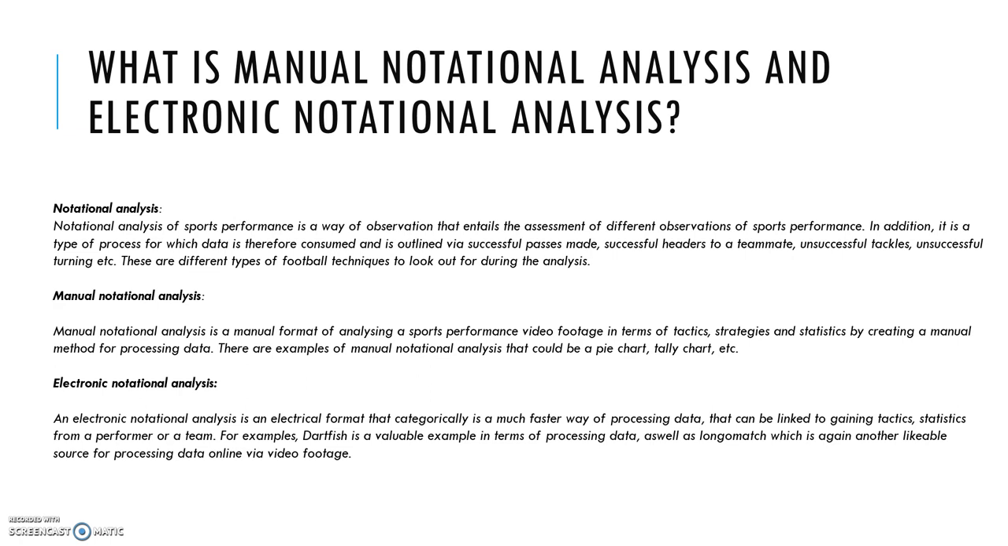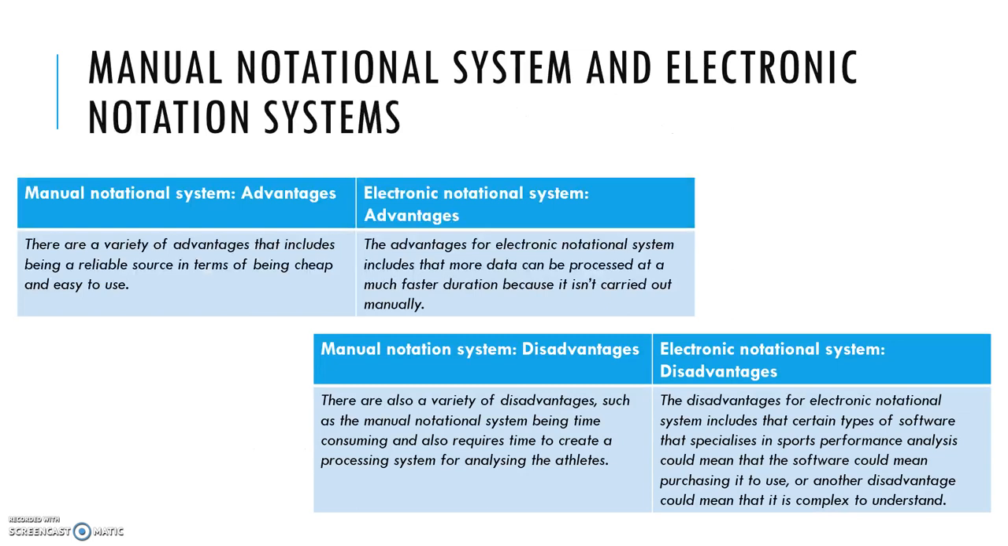An electronic notation analysis is slightly different to a manual one, but this is categorically a much faster way of processing data that can be linked to gaining tactics and statistics again from a performer or a team. For example, Dartfish is a reliable example in terms of processing data, as well as Longomatch, which is again another likable source of processing data online via video footage. So those two are, I think, really good examples to actually analyse sports performance.